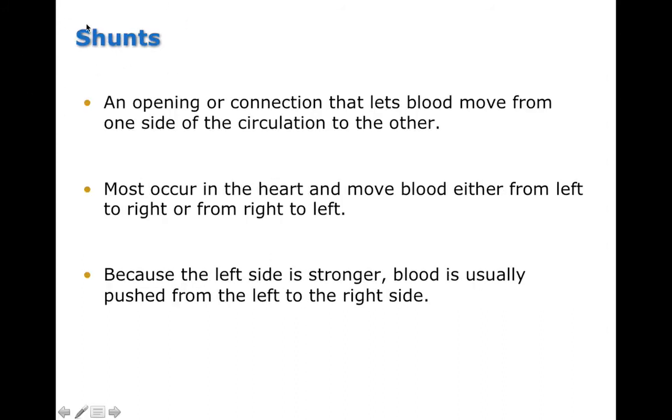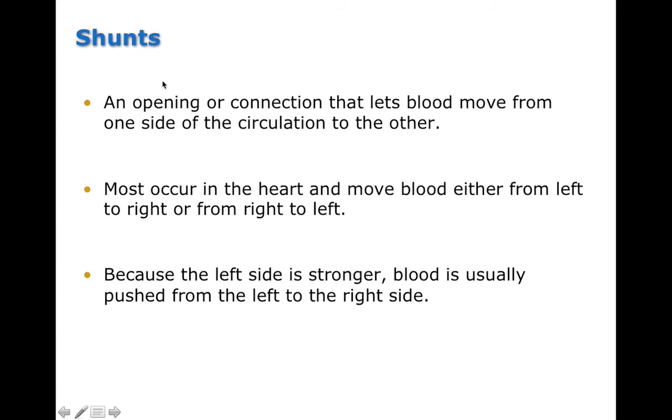So we actually can use shunts to get around blockages within coronary vessels. So one of the disorders that's pretty common is coronary artery disease. And if these atherosclerotic plaques get too large, shunts can be applied to get around that blockage. That way you can reestablish adequate blood flow around the heart. This is what we would call a bypass surgery. So it's an opening or connection that lets blood move from one side to the other.